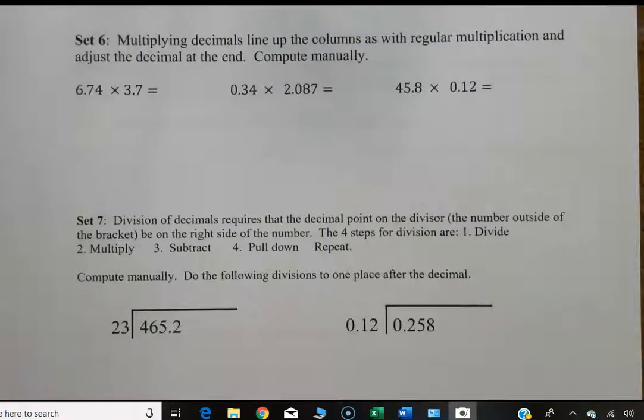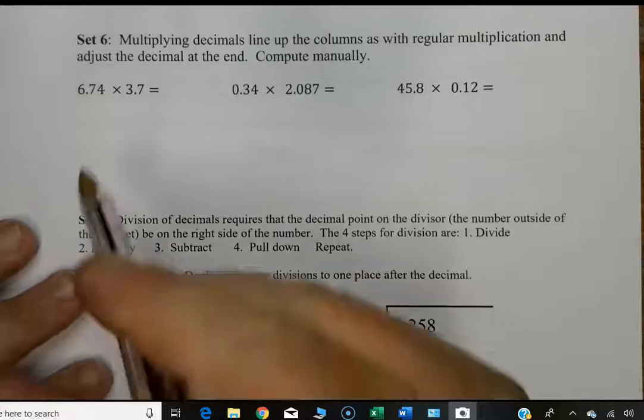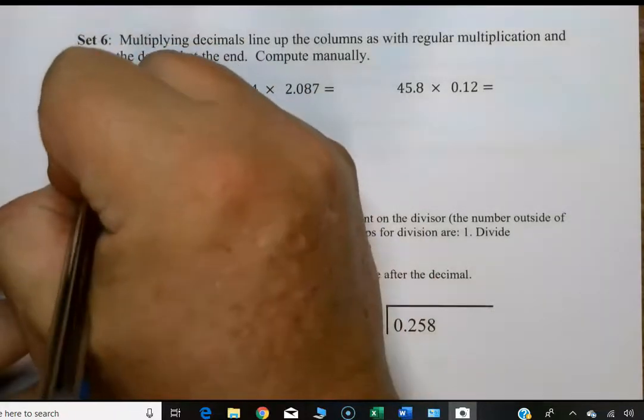Okay, now we're going to do decimal multiplication. Decimal multiplication, unlike addition, you do not line up the decimal points. You line up the columns just like you would in regular multiplication. Don't worry about where the decimal points are. You're going to forget they're even there until the very end of the problem. So let's go ahead and do this.